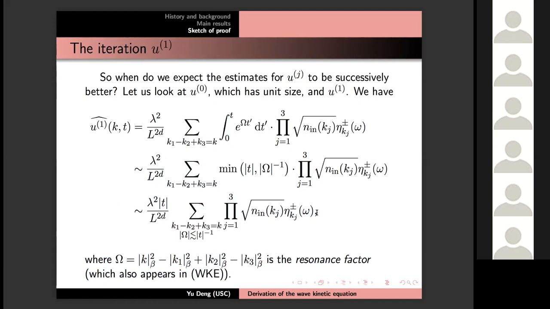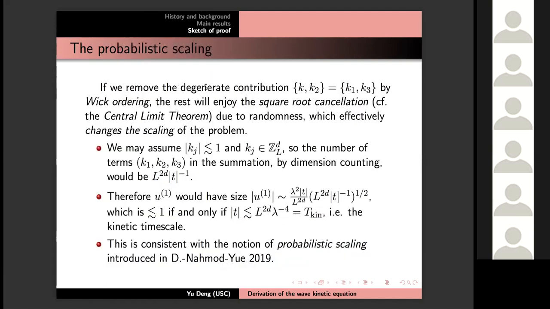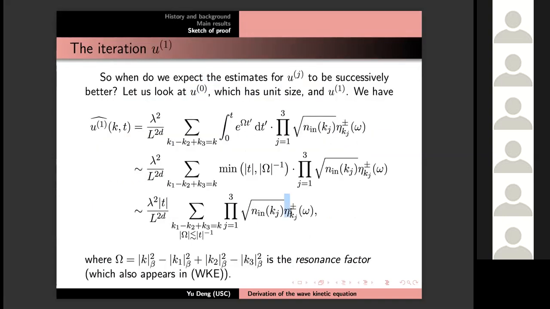And what happens here is that if we remove the degenerate contribution by the so-called weak order, which has some technical details that we will omit, then the rest of this sum will enjoy square root cancellation. And that's the main point of this randomness, because if you consider a sum of these eta j, each eta j has size 1, but if you sum over them, you get a square root cancellation: the generic size of this sum would not be the number of terms involved, but the square root of the number of terms involved.